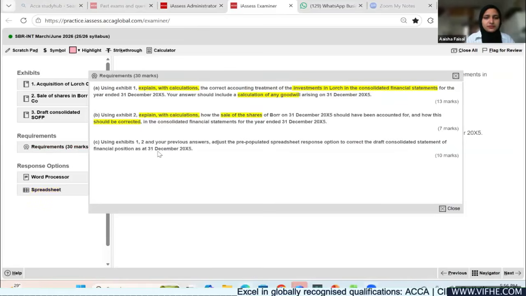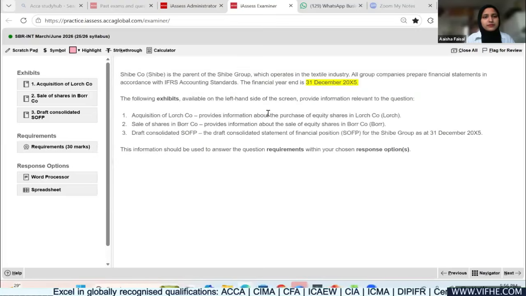The other part, guys, would be using exhibit 1, 2, and your previous answer is just the pre-populated. While you were doing the 2, you did the pre-populated already. So this question is done.